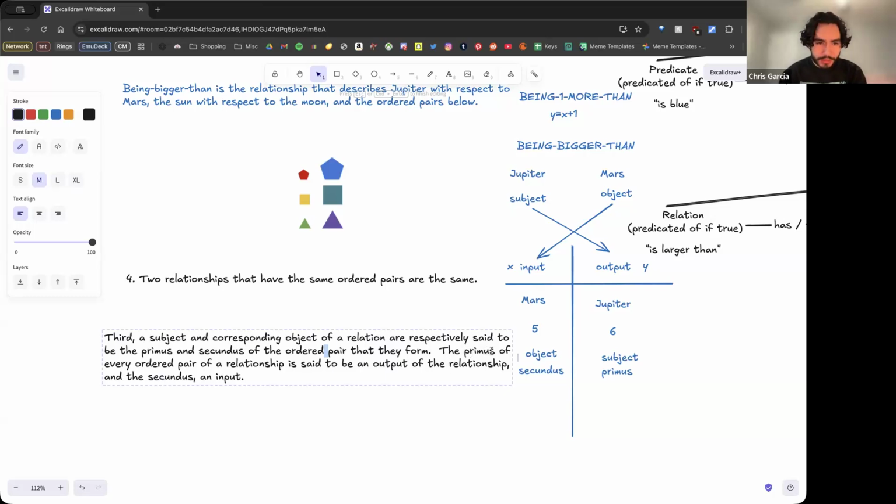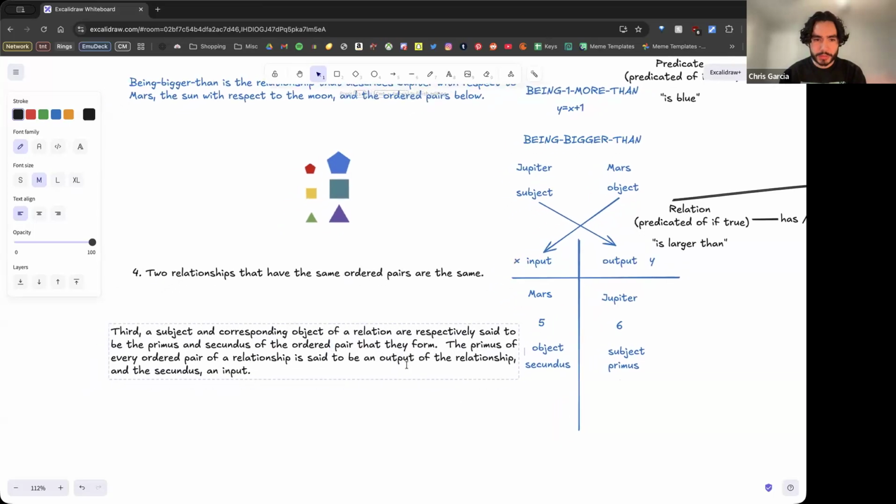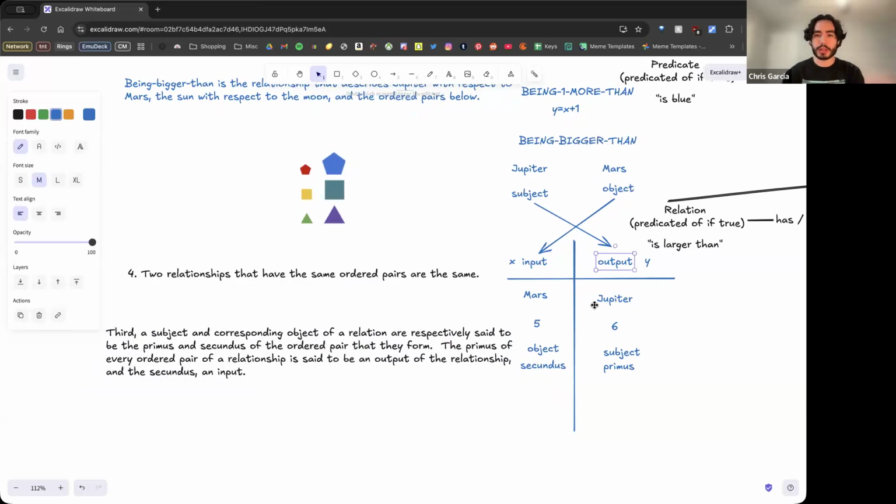The primus of every ordered pair of a relationship is said to be an output of the relationship, and the secundus an input. So we already have our input and output, and this is how you would visually express that. This totally threw me for a loop when we were going over it, because I totally had them swapped.